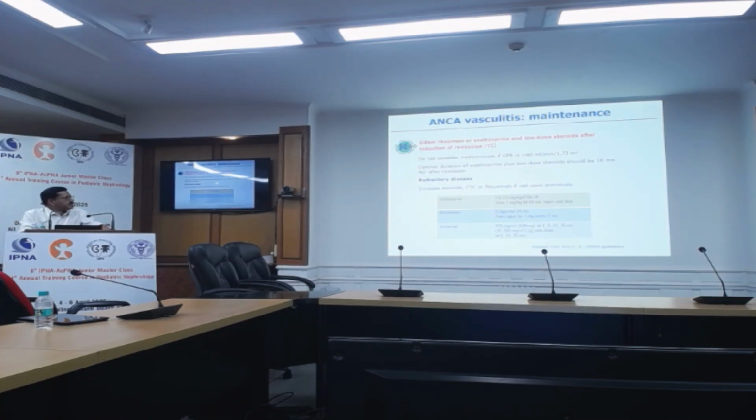So for the maintenance, KDIGO recommends that either rituximab or azathioprine can be used with low-dose corticosteroids, and the optimal duration can be longer, 18 months to 4 years. And for refractory disease, the guidance says that you can either use cyclophosphamide or rituximab if it was not used previously.